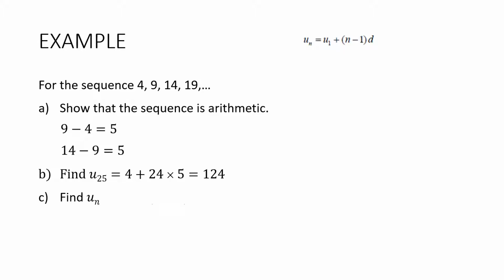and then find the general term. So in this case, we're just going to put in 4 for the first term and 5 for the common difference, but we're going to leave n alone like this. And we'll tidy that up, so expand these brackets. And then our general term is 5n minus 1.